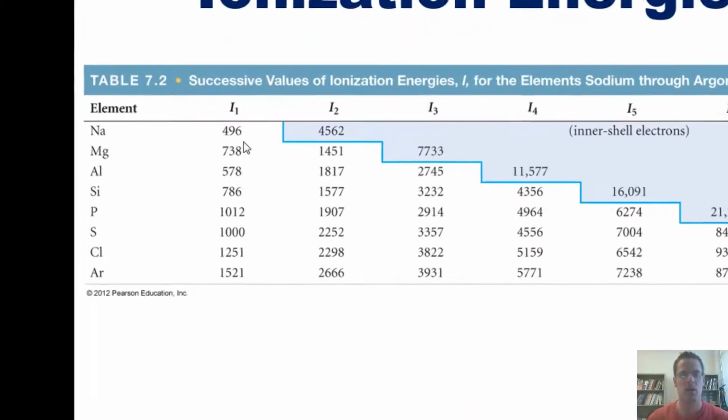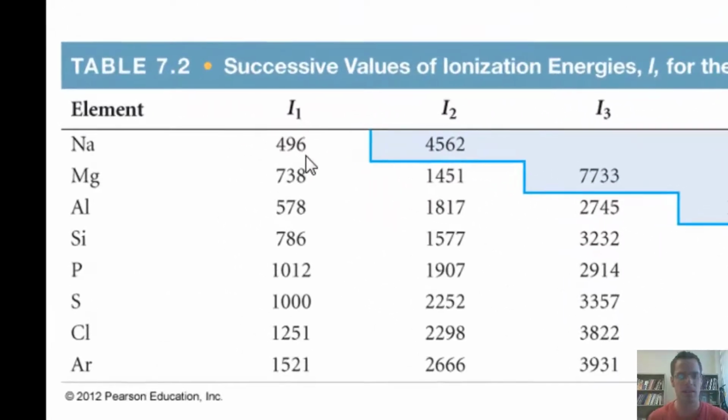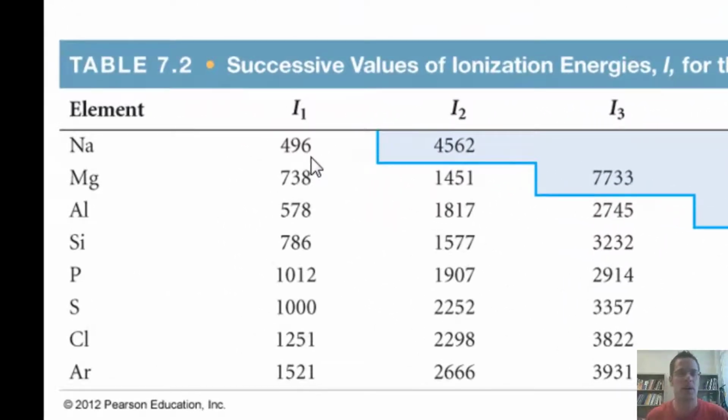Sodium, for example, you'd imagine, would want to give up its first electron, because it wants to be isoelectronic with neon, but it still takes energy to remove that first electron. In fact, it takes 496 kilojoules to remove that single electron from a mole of sodium. At that point, sodium now feels like neon.